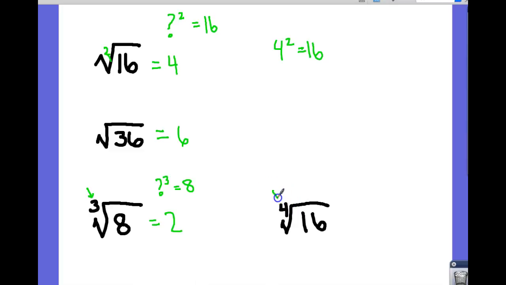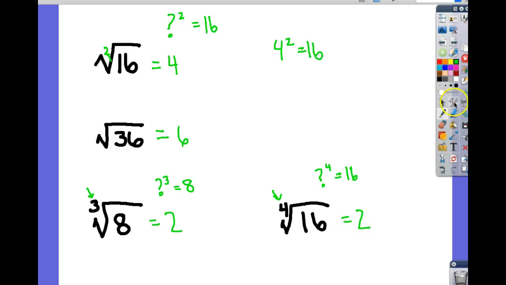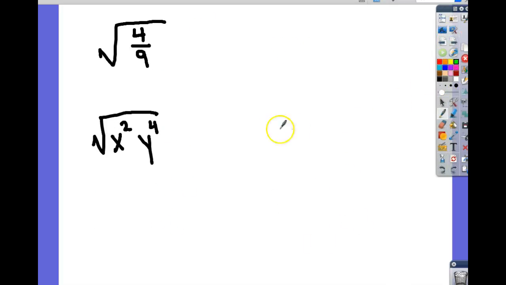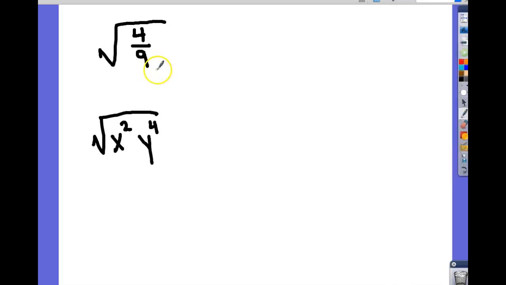And same thing here. The index could be any number. That's just telling us which root. So we're looking for some number to the fourth power is 16. That would be 2 again, because it's just one more times 2 than 2 cubed. 2 to the fourth is 16. Okay, it works the same way with fractions.